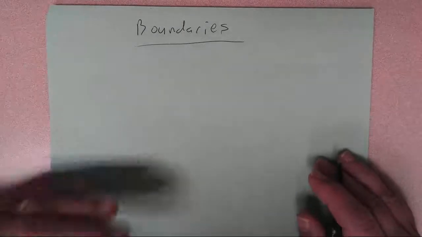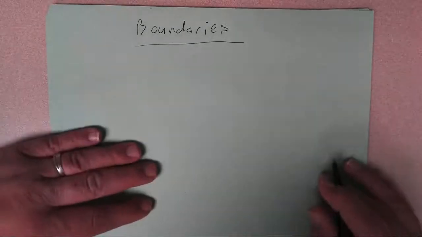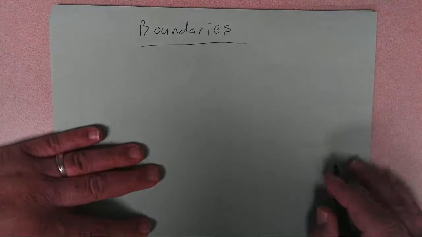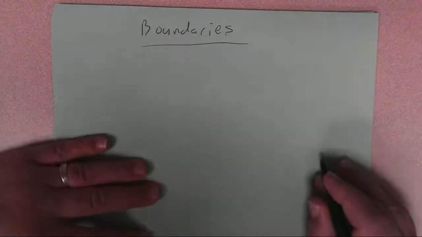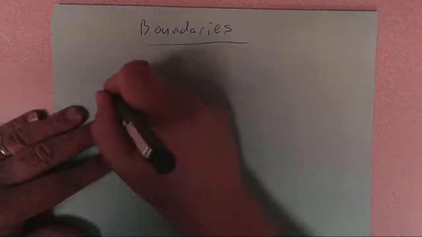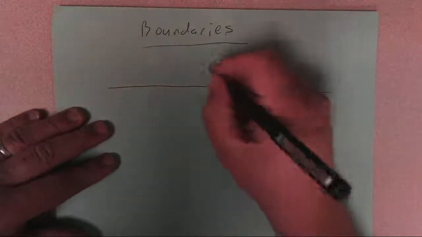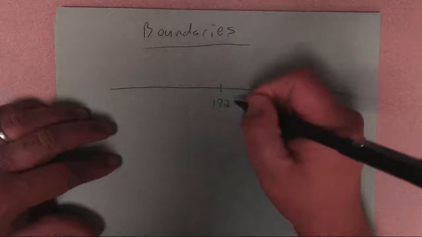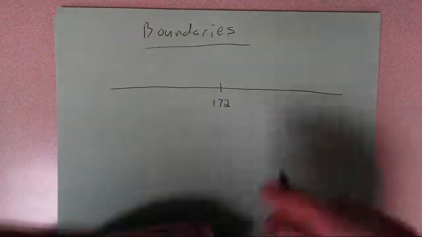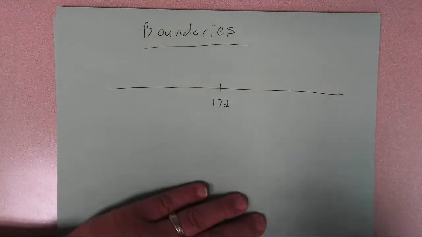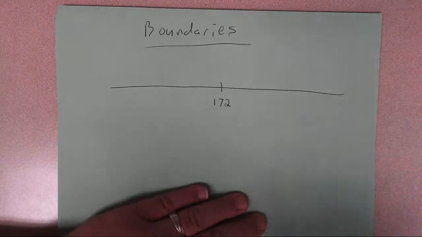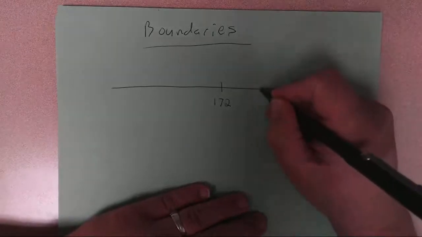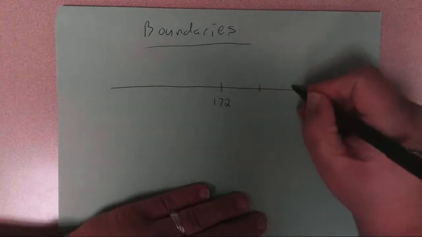So let's think about someone's weight. That's a continuous variable whenever you measure the weight of something. And so if I were to say, I stepped on the scale and I was 172 pounds, okay, that does not mean that I weigh exactly 172 pounds, okay? Let me explain what I mean.